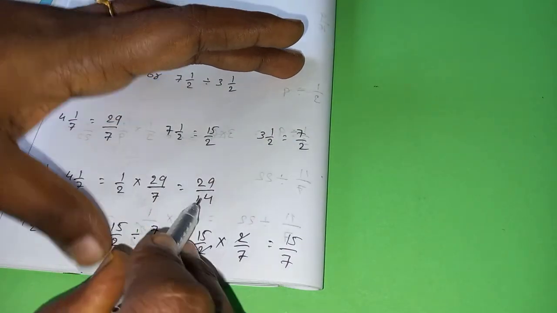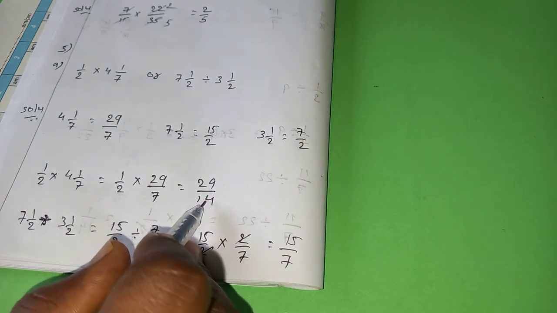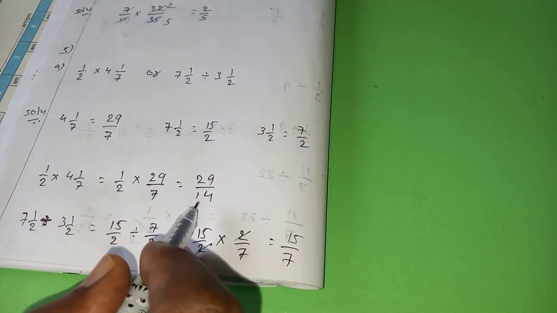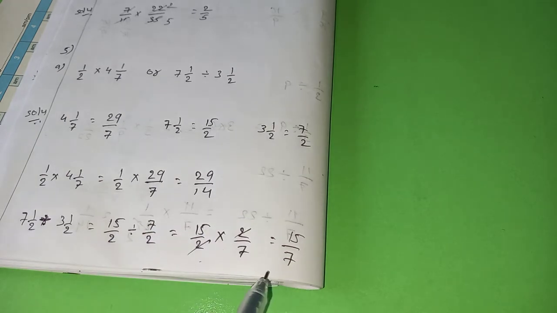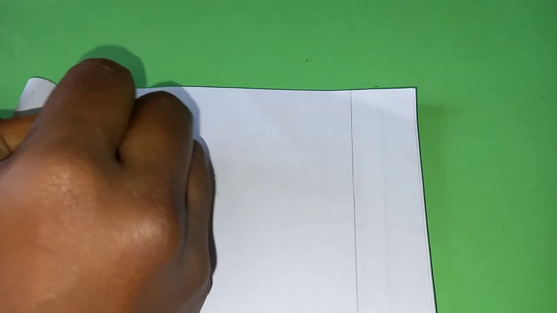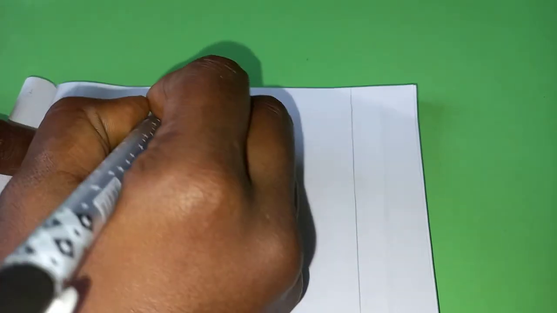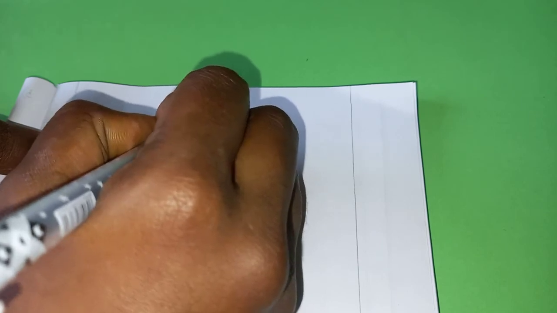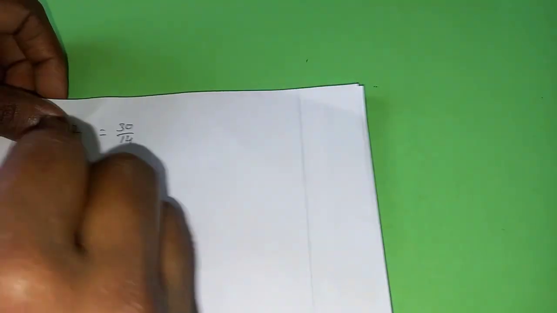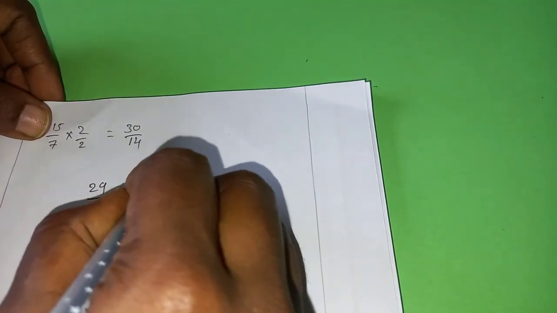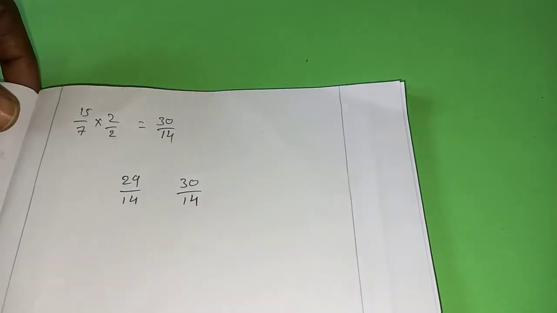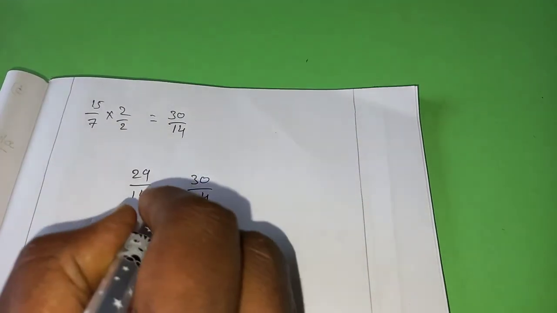Now we have to check which number is bigger. 29 by 14, 15 by 7. We have to make the denominators the same. For that I am going to multiply 15 by 7 with 2 by 2. It means 30 by 14, since 7 2s are 14. First number is 29 by 14. The second answer is 30 by 14. Which one is greater? This one is the greater.